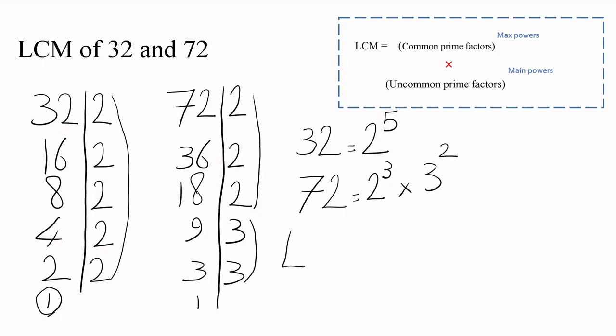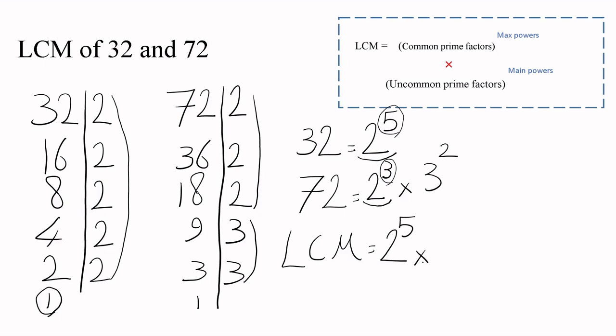Now I want to calculate LCM. What should I do? As the formula says, I must write common factors. What is the common factor between 72 and 32? As you can see, in 72 I have an element of 2 and in 32 I have an element of 2 again. So 2 is the common prime factor. What is the maximum power of them? Here the power of 2 is 3 and here the power of 2 is 5. So I must use the maximum power, which is 5.